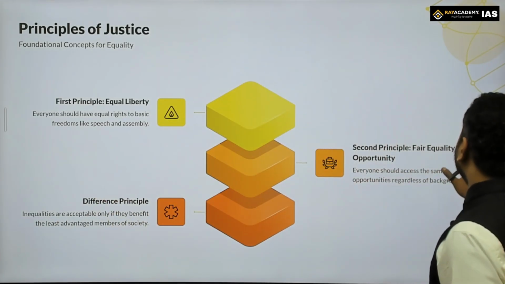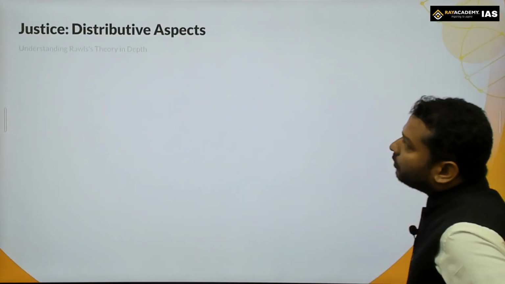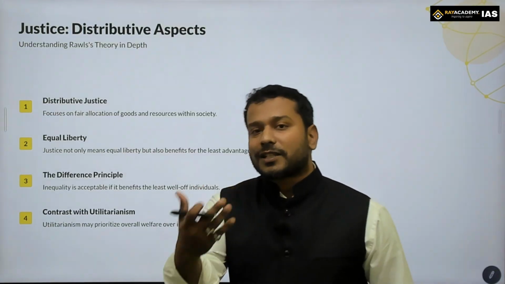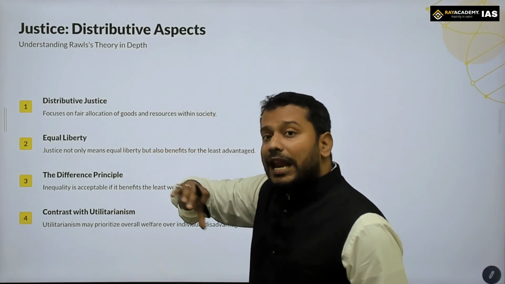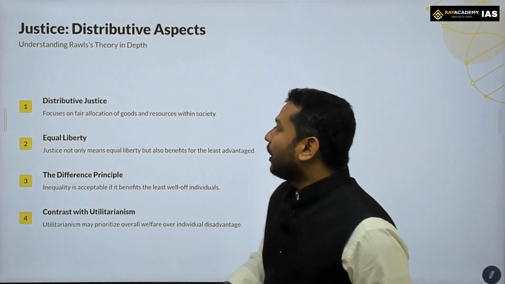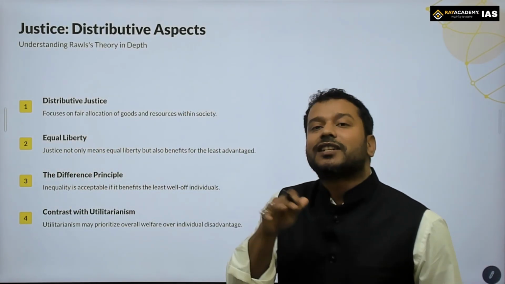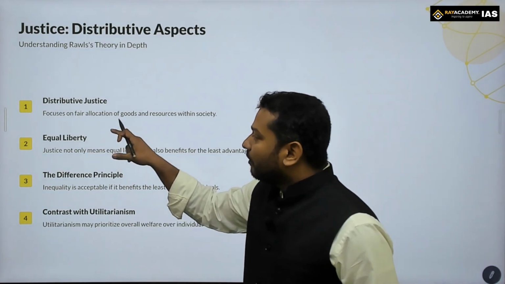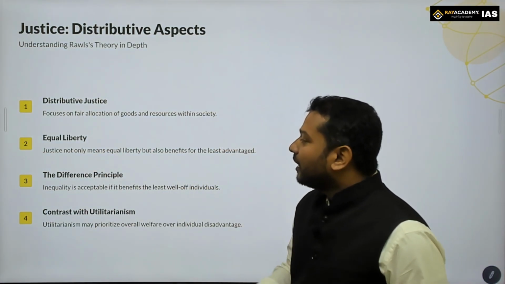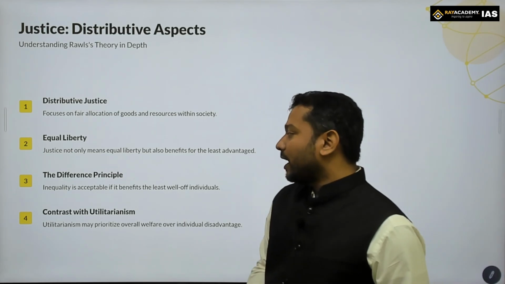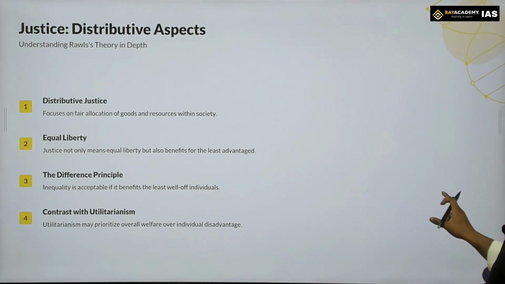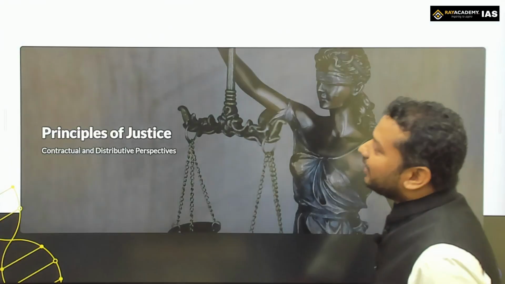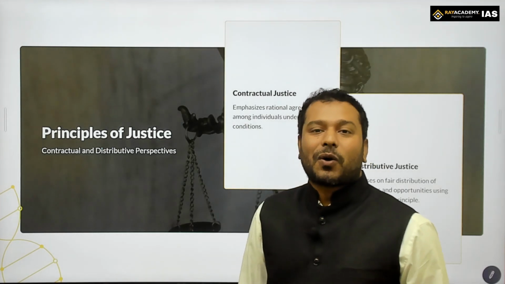Now, if we go further related to justice as a distributive aspect, which I have already explained, distributive justice focuses on the allocation or distribution of goods and resources within the society. At the same time, it has to be based on equal liberty, the difference principle, and the contract with utilitarianism. So students, I hope you have understood this much of the concept related to distributive and contractual.